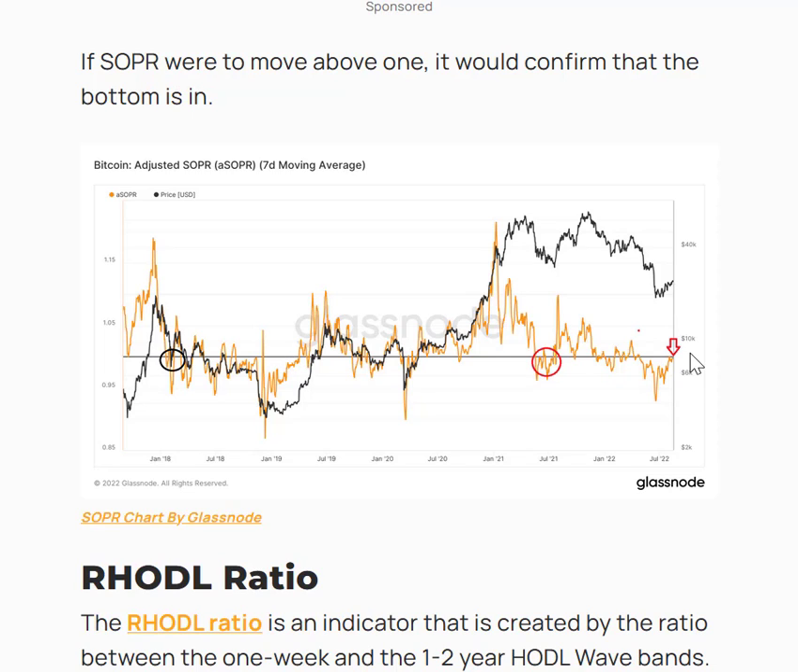Now, if we try to apply the same theory to our current situation, the SOPR made an attempt at breaking out above the line of 1 on August 5th, which is this arrow here. While the attempt was unsuccessful, the indicator is gearing up for another breakout attempt. So, to summarize it, if the SOPR were to move above 1, this would confirm that the bottom is in.